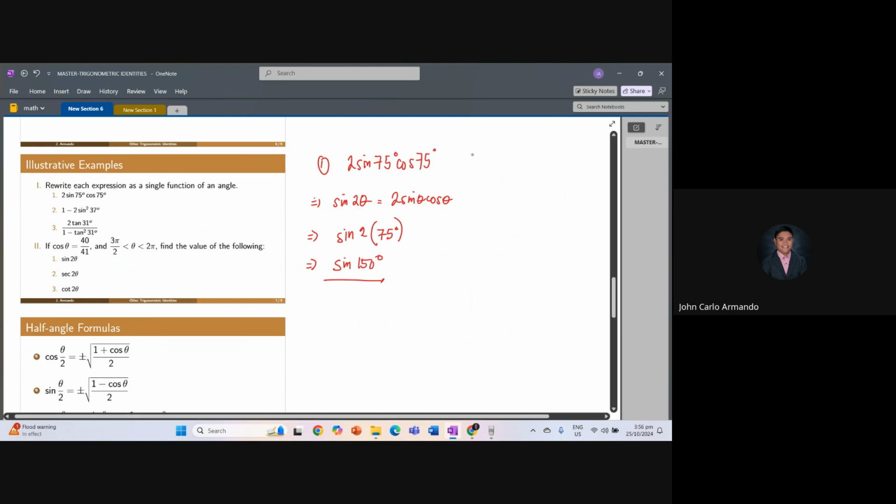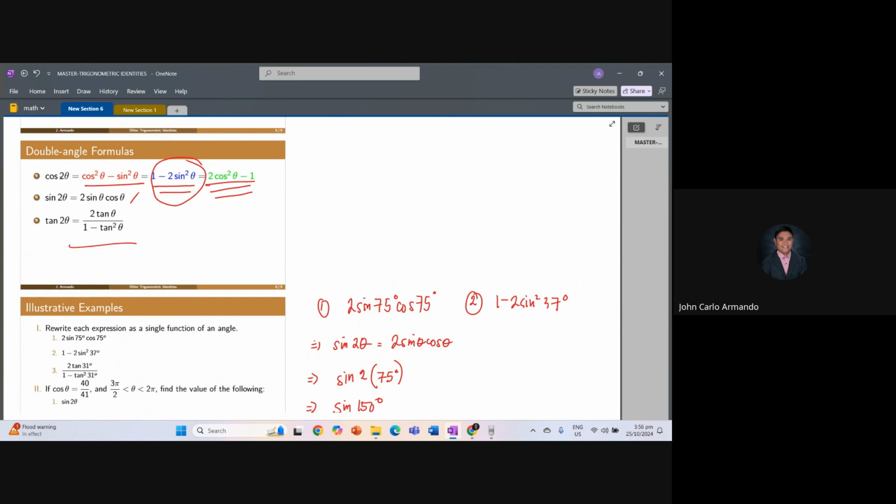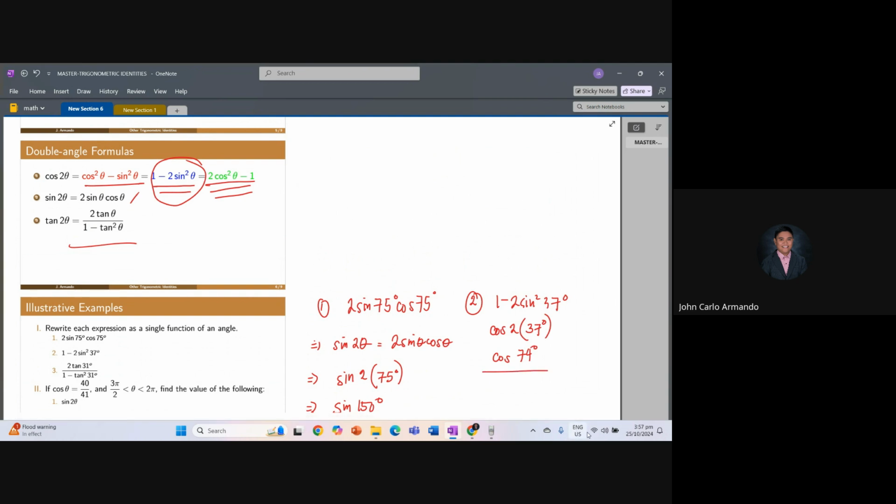Clear tayo dyan. How about the second one? 1 minus 2 sine squared 37 degrees. O, edi meaning, ito yung sinusunod niya. So, ano ba ang value ng 1 minus 2 sine squared theta? That is cosine 2 theta. And ito, gagawin mo lang siyang cosine 2. And what is your theta? 37 degrees. And the result is cosine 37 times 2, 74. And yan yung answer.